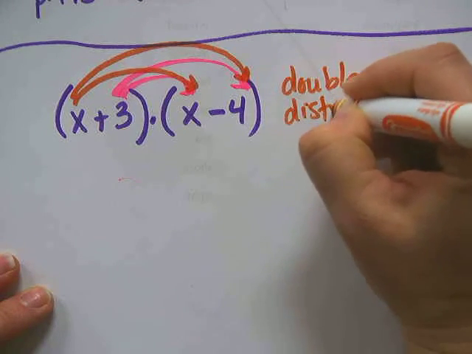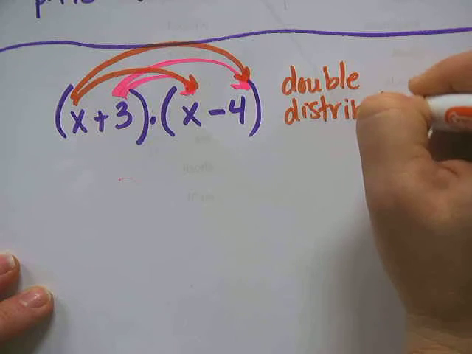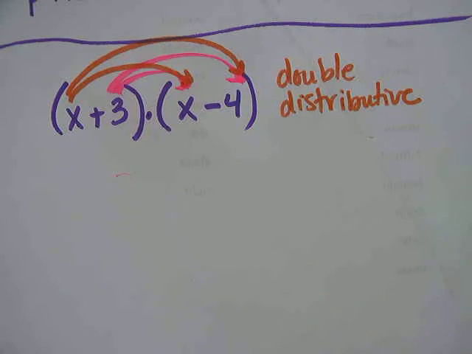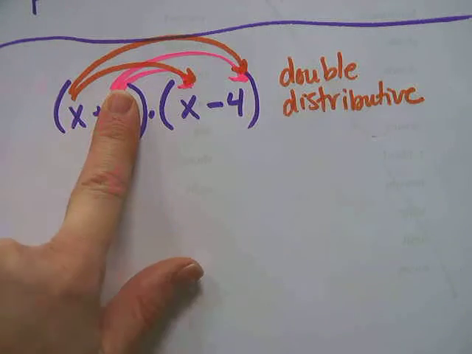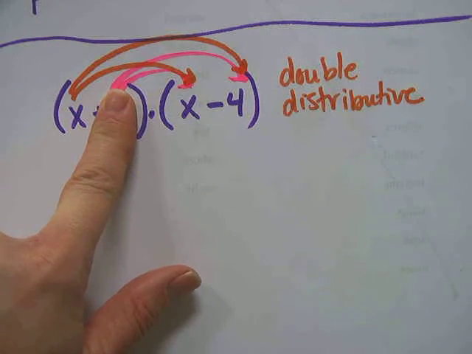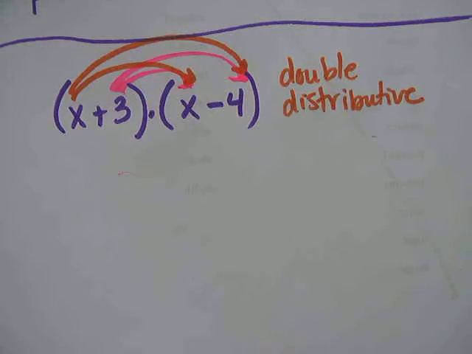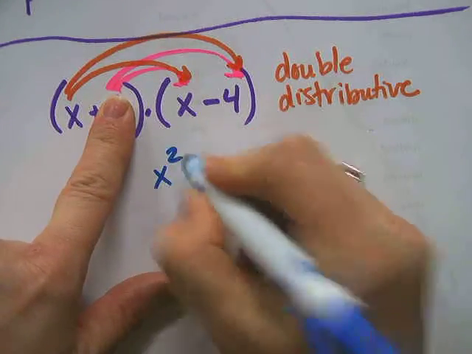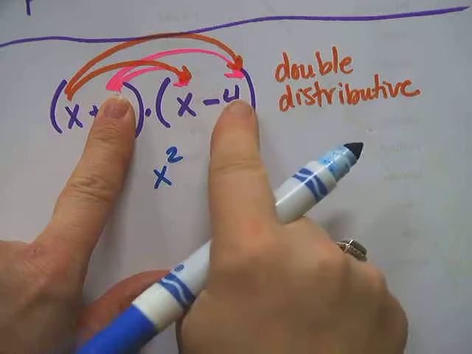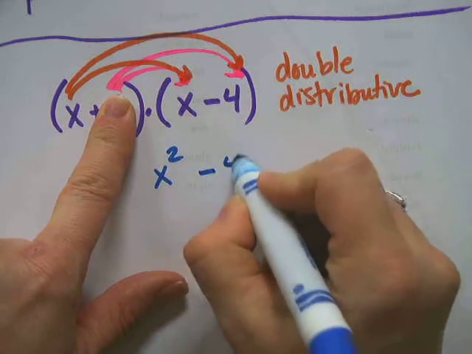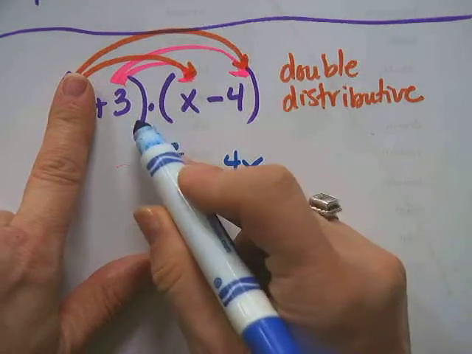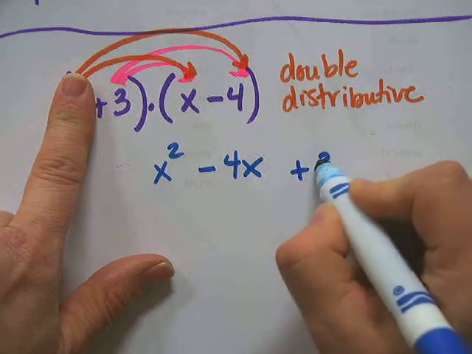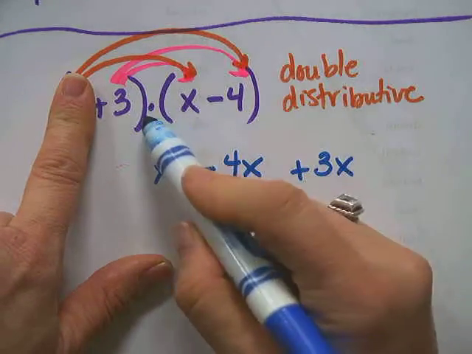Okay. So I often call this the double distributive property, because we're going to do the distributive property twice. To isolate this, you can cover one up if you want. X times x is x squared. X times negative 4 is negative 4x. I'll cover up the other one.